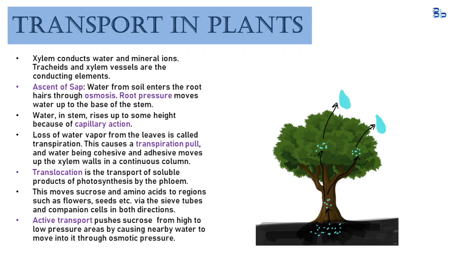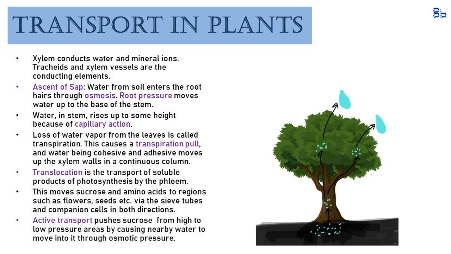So cohesion is nothing but the attraction that water molecules have for each other, and adhesion is the ability of water to stick to a surface. So we all know that if we take up water through a straw, it has the ability to rise up and move up. And that is exactly how water moves up through transpiration pull.